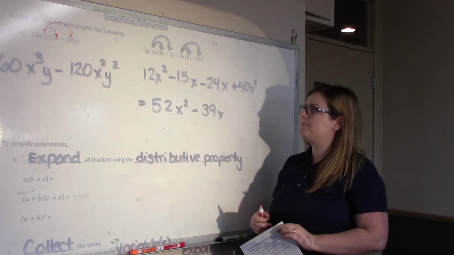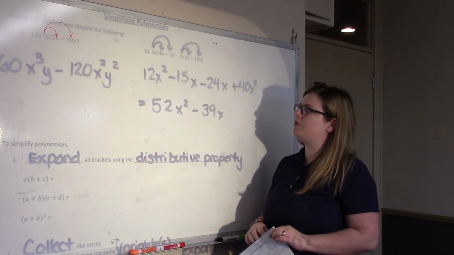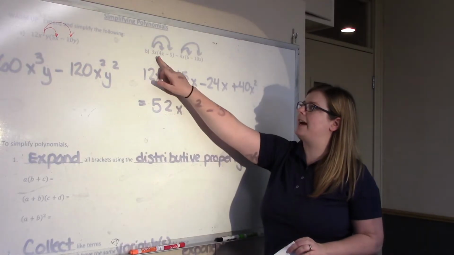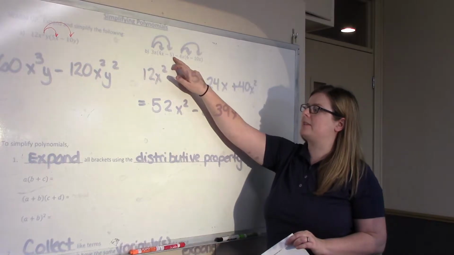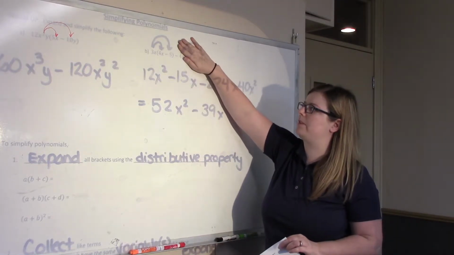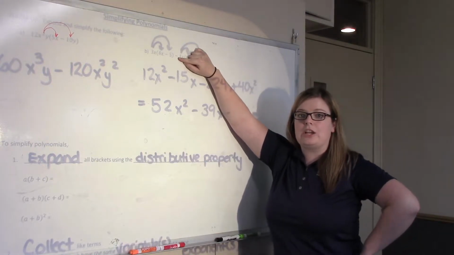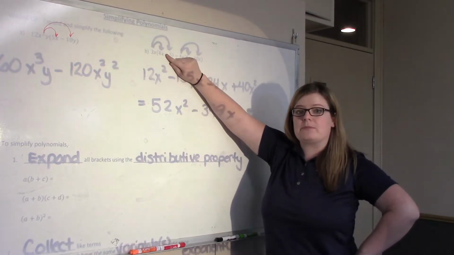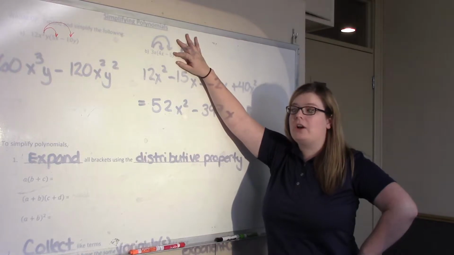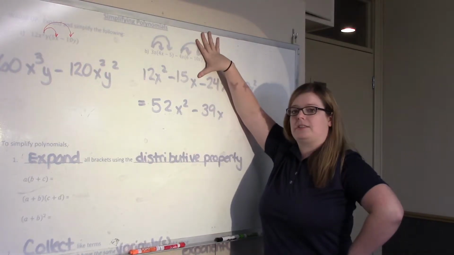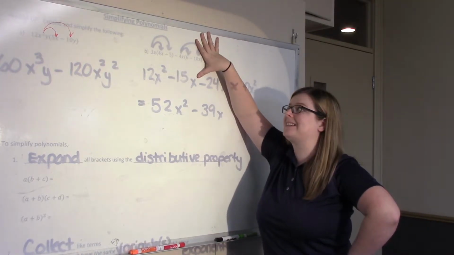Okay, for the second example, you had to first notice that this 3x is only multiplying this bracket, okay? It has nothing to do with what's going on over here because it's separated by a subtraction sign. So the 3x only is multiplied by the 4x minus 5. Okay, so you expand that to 12x squared minus 15x.